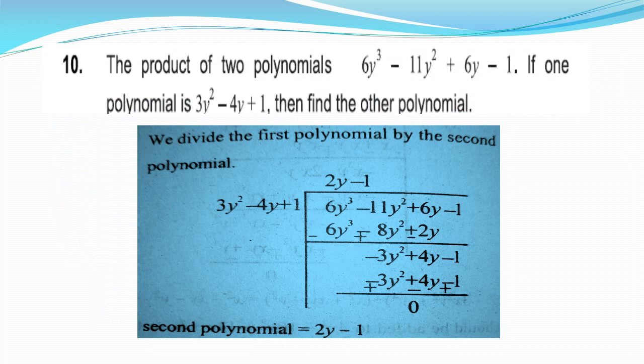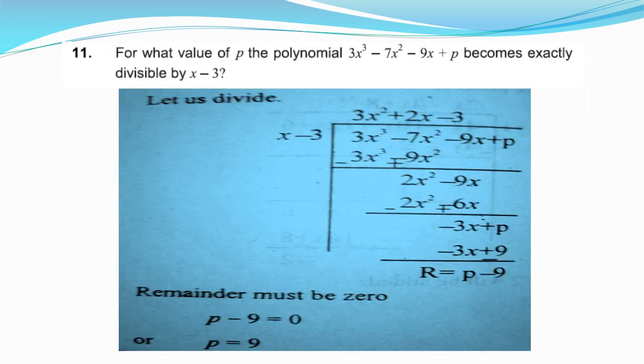Question number 10. The product of two polynomials is this. If one polynomial is this, then find the other. If we have the product of two polynomials and one polynomial, then we simply divide. The product must be divided by the other polynomial, which is the first polynomial. The second polynomial is the answer, 2y minus 1.